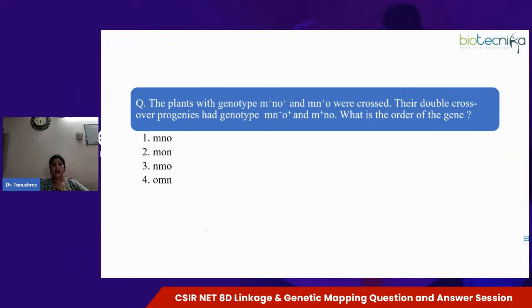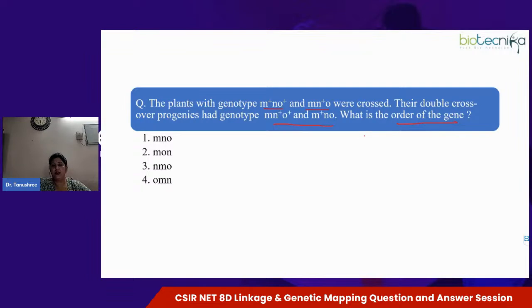So now moving over to another question. The question is that plants with the genotype given were crossed and the double crossover progenies had the genotype mentioned. So what is the order of the genes? We have already discussed questions on linkage, and now we are moving over to genetic mapping. Here the question is based on how you will determine the order of the genes. The parental genotype is given, the double crossover is given, and four options are given.